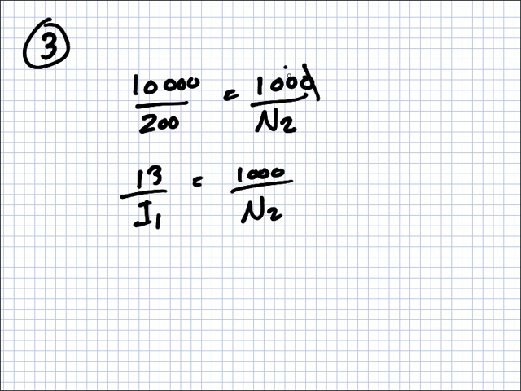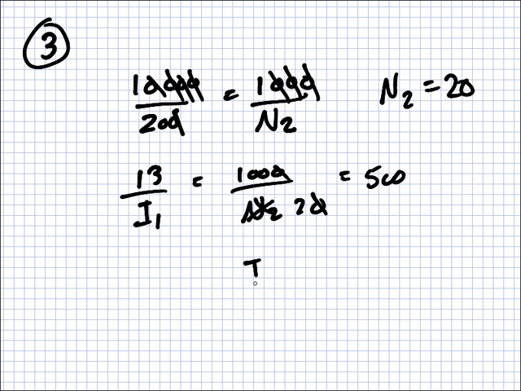Let's see, cancel, cancel. 1 over 20. So N2 is 20. So that's actually a 20. Cancel, cancel. So that's a 500. So the I1 is 500 over 13. What's that, please?